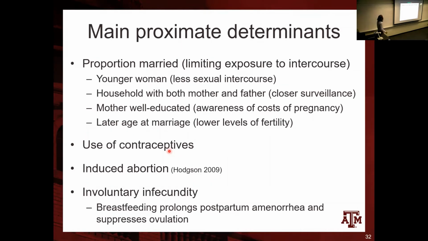So, the main proximate determinants are these ones here: proportion of women married, use of contraception, induced abortion, and involuntary infecundability, right? So those are the 4 main proximate determinants that he suggests.